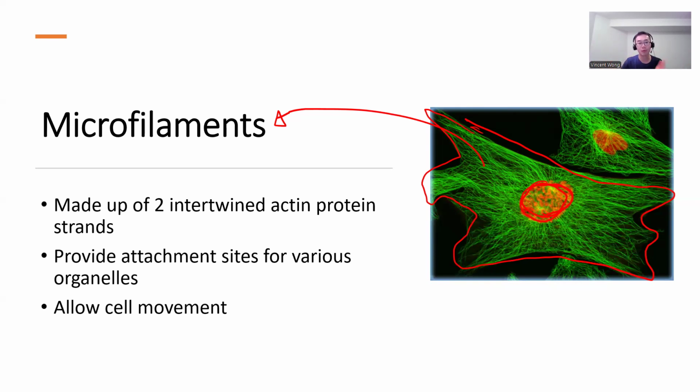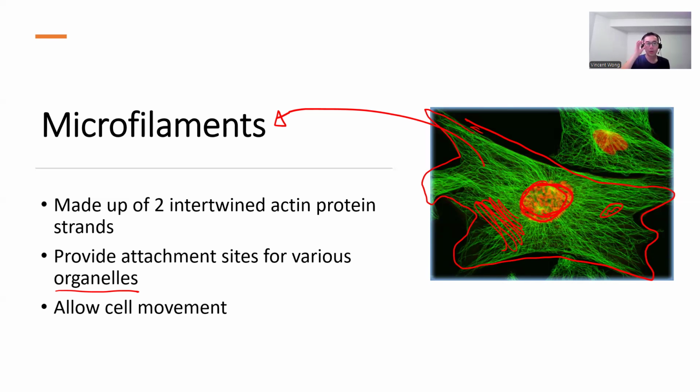They actually provide attachment sites for various organelles. It turns out the mitochondria is not just floating around randomly. Think of this as a Velcro board, and you can stick things onto it. Put the mitochondria here, put the rough ER here, and they are anchored in place by this web. Or think of it as a spider web. Things get stuck to it. They don't randomly move anymore. So microfilaments provide attachment sites for organelles.